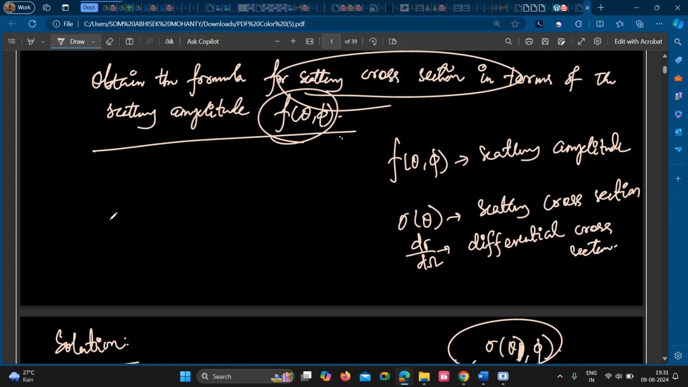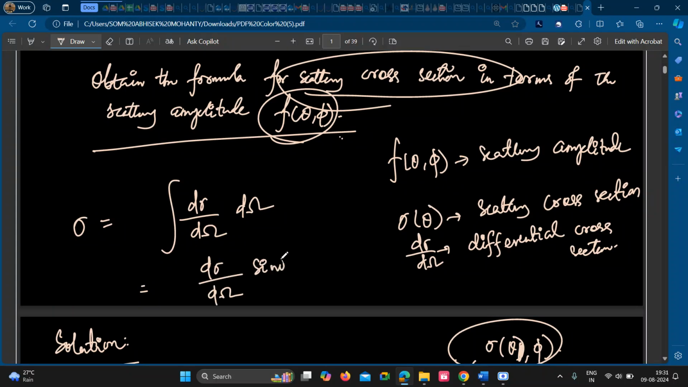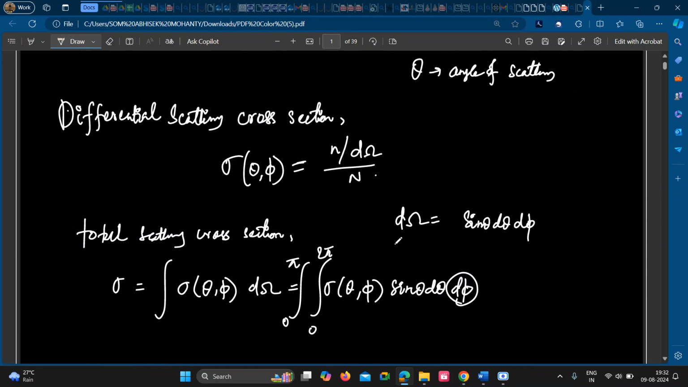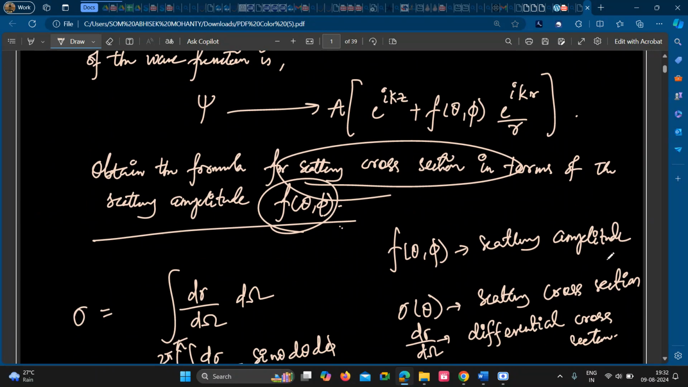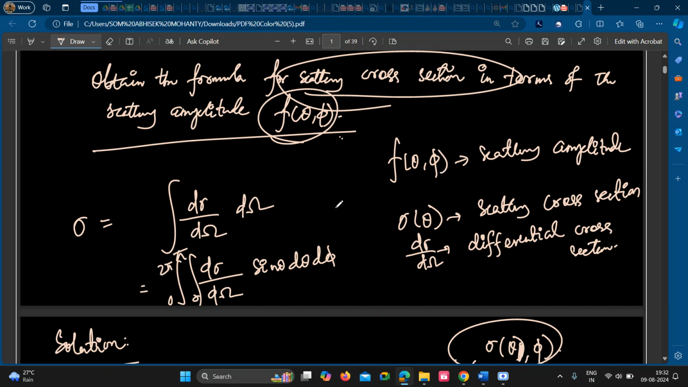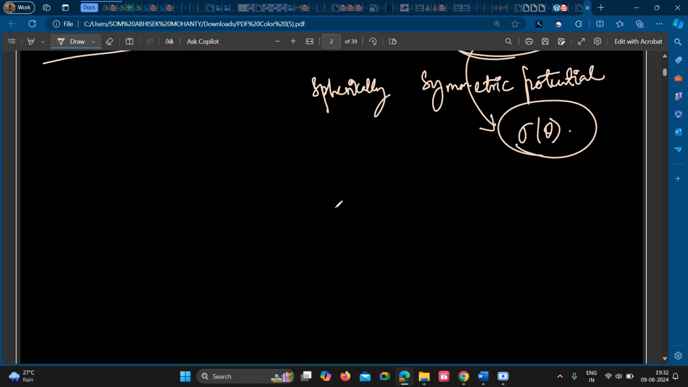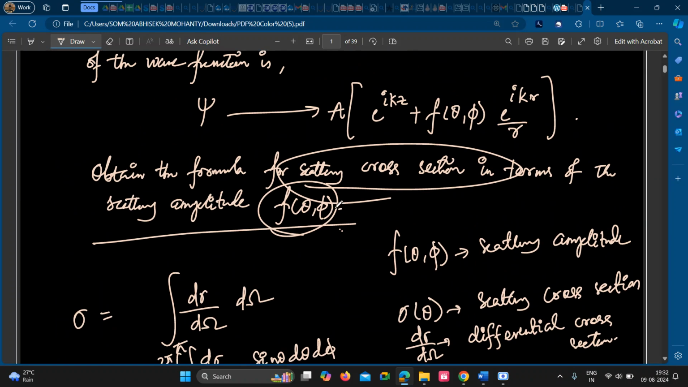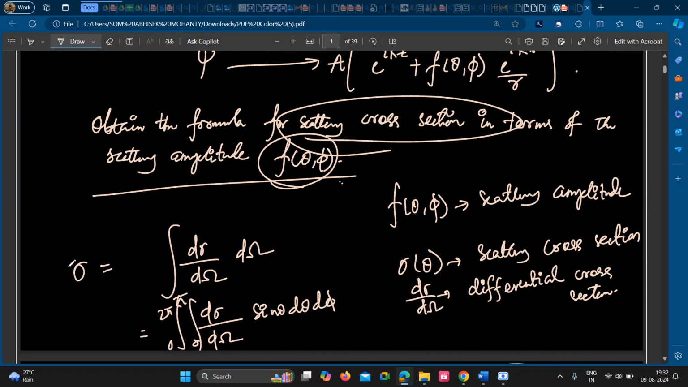If I integrate this differential cross section, I will get sigma. So d omega cancels out, and in place of d omega I can put sine theta d theta d phi, integration 0 to 2 pi, 0 to pi, in any order. So sigma is equal to the integral of d sigma by d omega sine theta d theta d phi. Alright, let's find the solution. We have to find the scattering cross section, that means this sigma. So how will you find the sigma here?